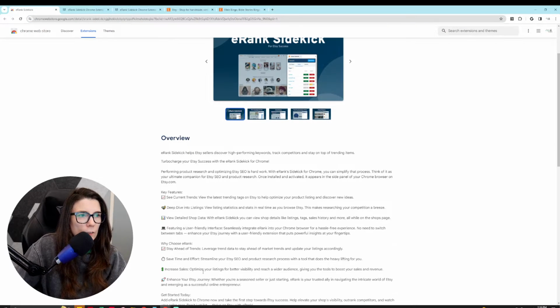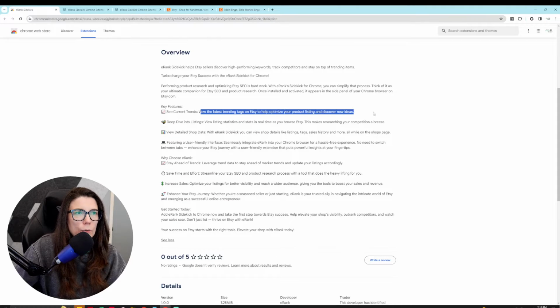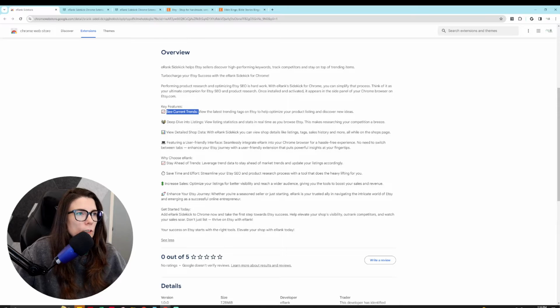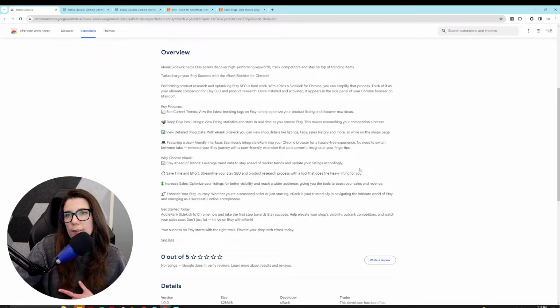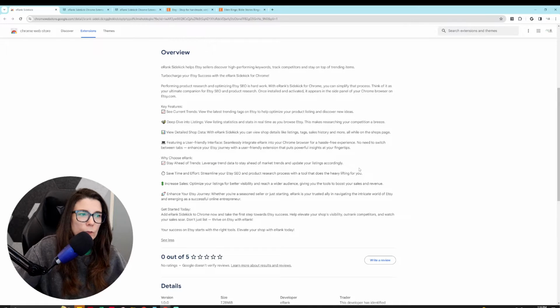And it has lots of key features, which is you can see the current trends, which is something they have on the dashboard of the actual Erank tool. And just so you know, I have Erank Basic, which is the $5.99 a month plan, and it works with Basic perfectly. So you can see the current trends. I'll show you that. You can deep dive into listings. I will show you that. You can view detailed shop data. They do have a very, very user-friendly interface, and they have lots of good data. I like it. It saves time. It increases sales. I love Erank because the data on Erank is really good. That's why I've always really enjoyed Erank.